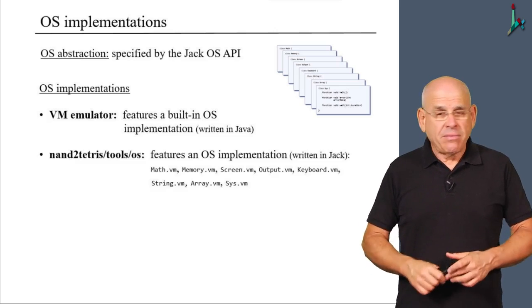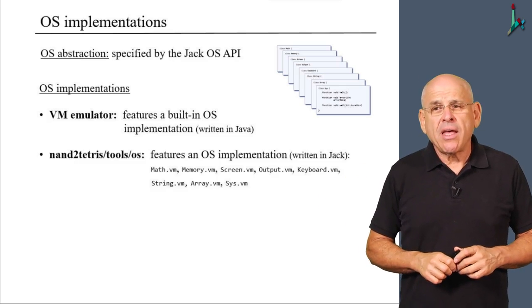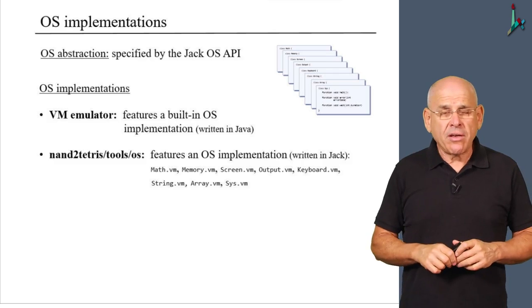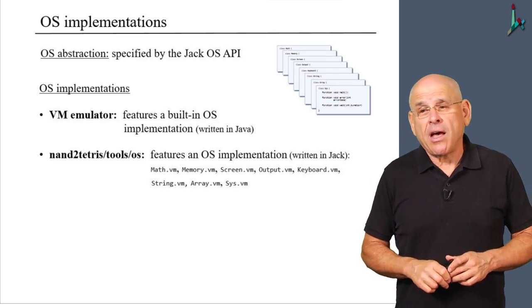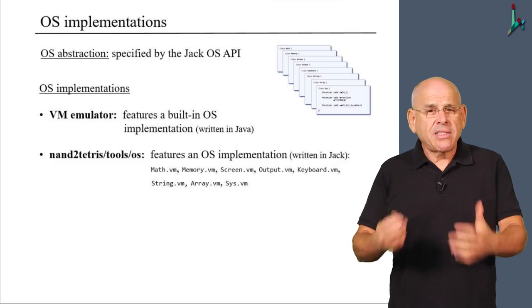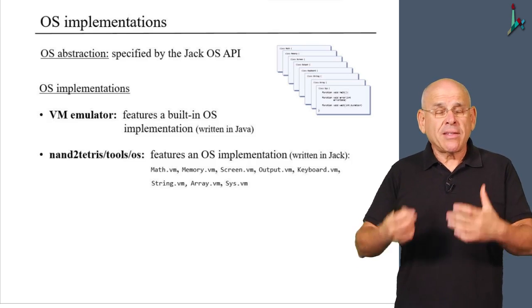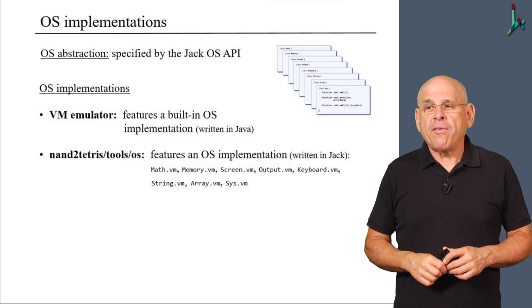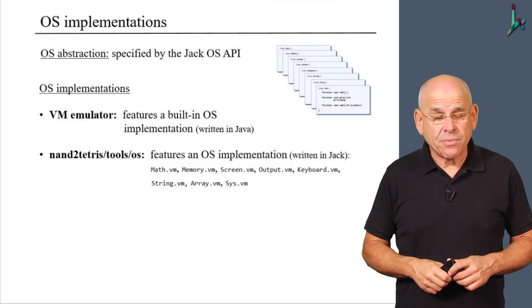Also, we provide a completely different implementation of the Jack OS in this folder here, which is now on your computer because it's part of the Nand to Tetris software suite that you have downloaded at the beginning of the course. Basically, it's a set of 8 VM files, which are the compiled version of the operating system that we wrote also using the Jack language.